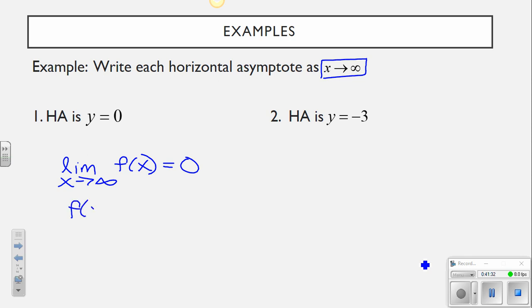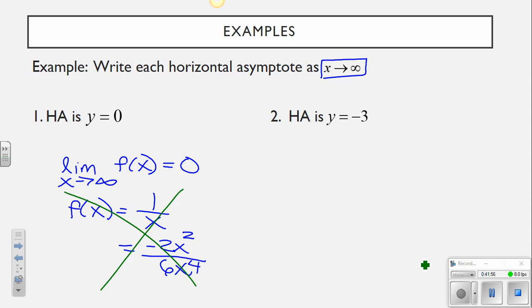Jason, you gave me a potential function. 1 over x is a potential function where this is true, right? But is that the only function? No. You could tell me that it's negative 2x to the second over 6x to the fourth, right? Those are multiple representations. However, you don't know what the function is. We don't know anything about f of x. The only thing we do know is that as x goes to infinity, the limit of f of x is going to be 0.